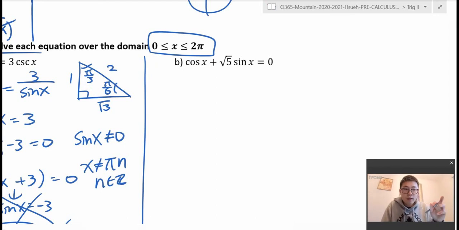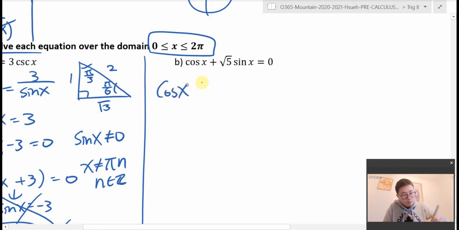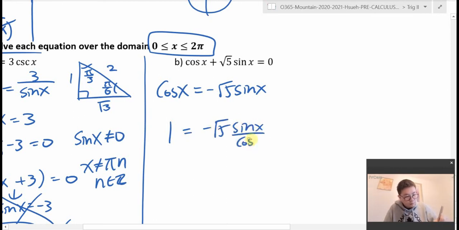But what we can do is combine sine and cosine to make it tangent, okay? So I'll show you this. I want to have sine over cosine, so I want to move the root 5 sine x to the right. So that's negative root 5 sine x. And now I can divide both sides by cosine x. And if I do that, I get 1 equals negative root 5 sine x over cosine x.